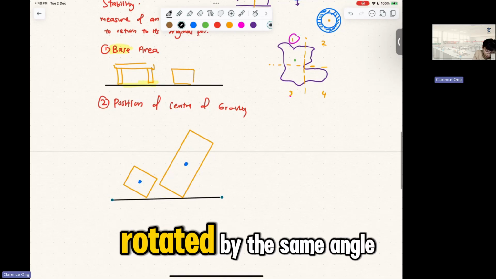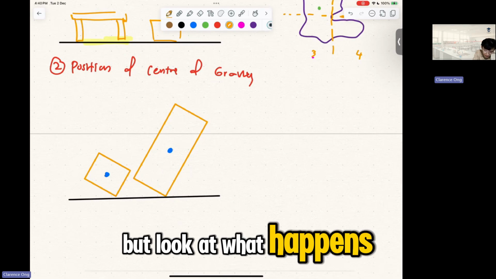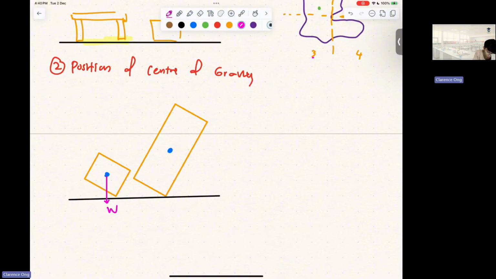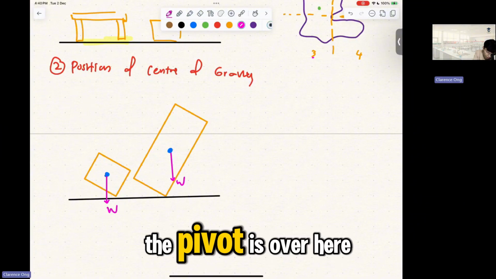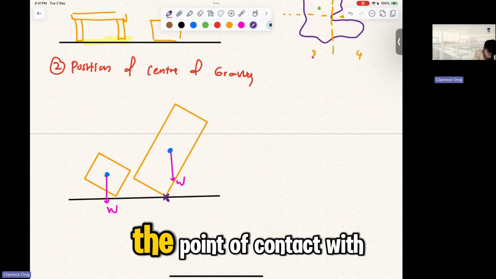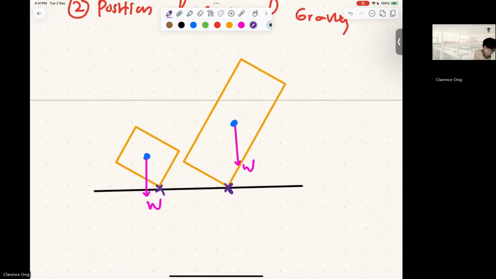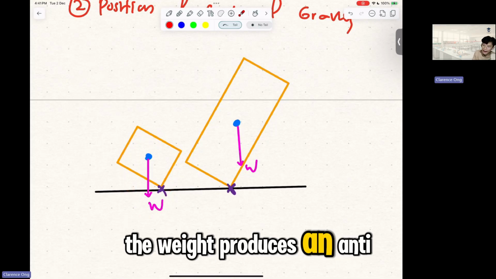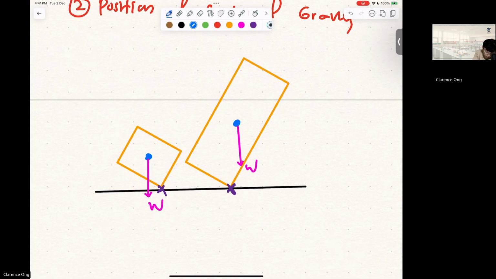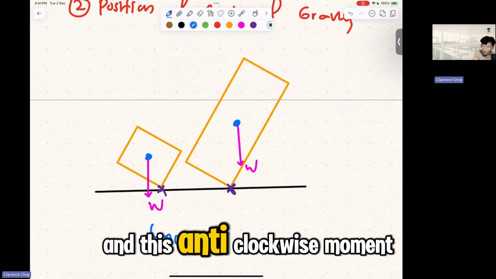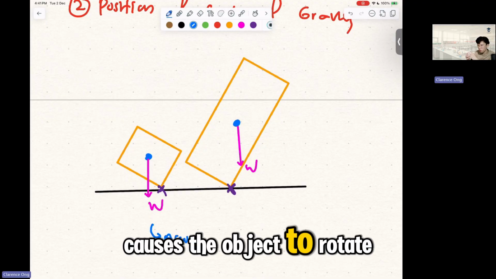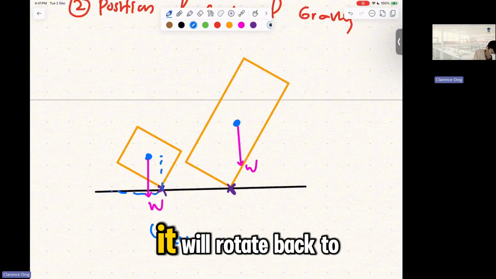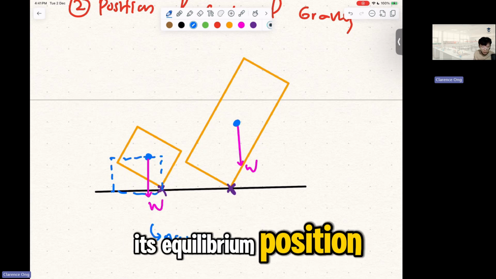The two objects have been rotated by the same angle, but look at what happens. Now, the weight is originating from the center of gravity. The pivot is over here, the point of contact with the ground. So look at the object on the left side. The weight produces an anti-clockwise moment, and this anti-clockwise moment causes the object to rotate anti-clockwise back to its equilibrium position. Okay, it will rotate back to its equilibrium position.